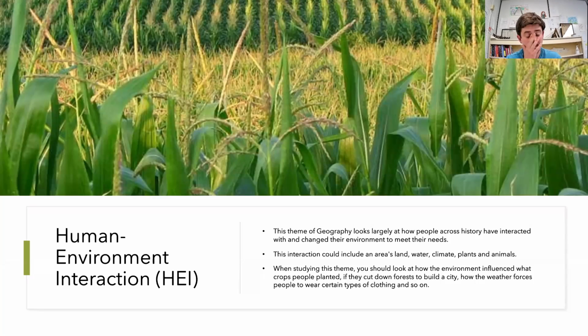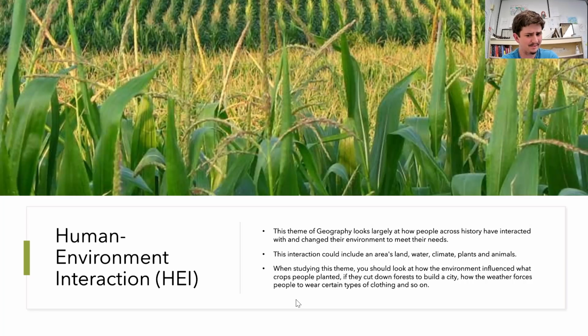This could look like, how did they use the area's land? Did they farm? Did they do mining? What crops did they grow? What was the climate like? What plants can you find there? Animals. So just things that people might interact with on a daily basis that involve their environment.